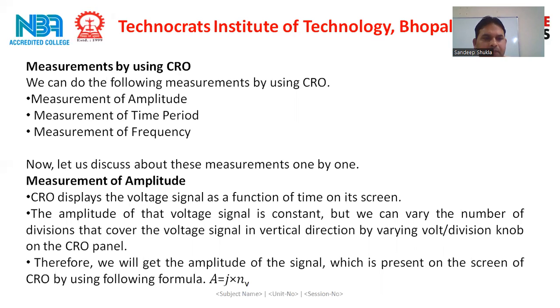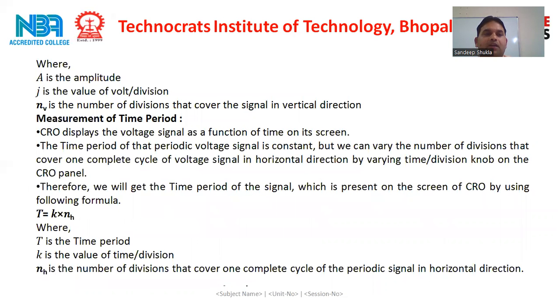The CRO displays the voltage signal as a function of time on its screen. The amplitude of that voltage signal is constant, but we can vary the number of divisions that cover the voltage signal in the vertical direction by varying the volt per division knob on the CRO. Therefore, we get the amplitude of the signal on the screen of the CRO by using the following formula: A equals J into NV, where A is the amplitude, J is the value of volt per division, and NV is the number of divisions that cover the signal in the vertical direction.